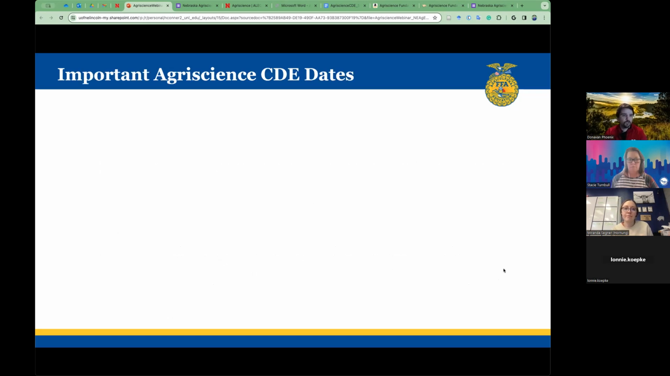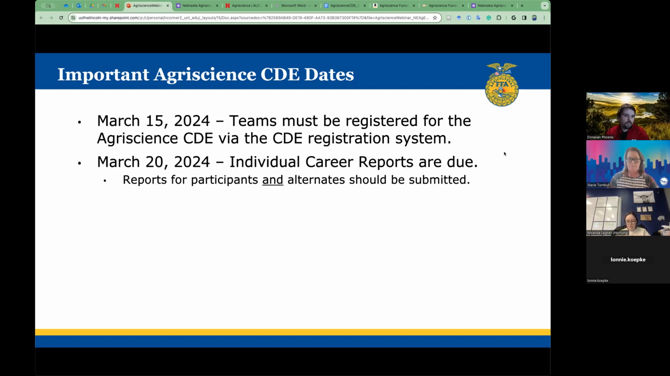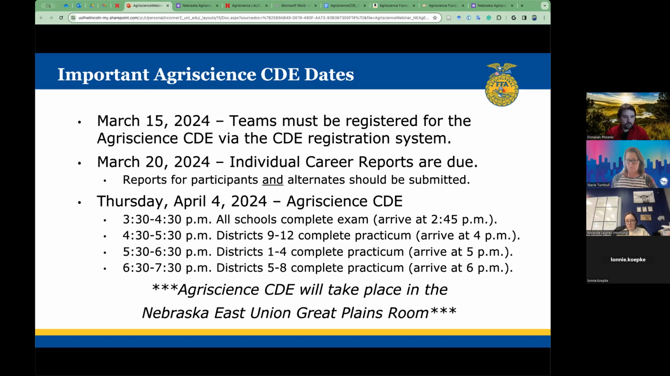Okay. So some important dates here again. March 15th, all teams have to be registered for the Agriscience CDE through the CDE registration system. You'll be receiving more information as time comes on from other staff members as far as how to do that. But all team members have to be registered for the Agriscience CDE, including your alternates. Then on March 20th, the individual career reports are going to be due. Reports are due for participants and alternates again. And this is also listed on the CDE website when you drop down to look at the master schedule for when all the CDEs are happening.